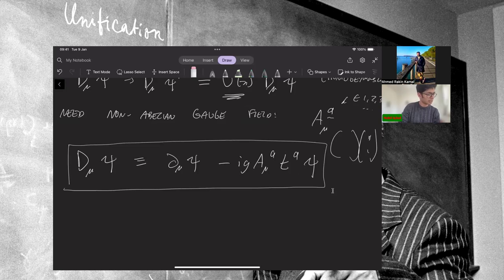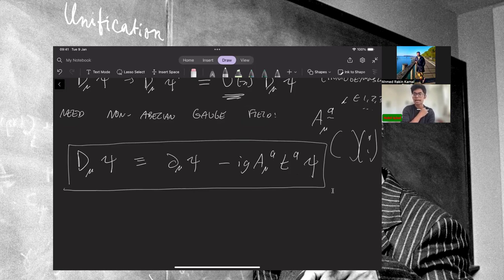Are there any questions about the non-abelian gauge covariant derivative before we go on? Sorry, there's a question: are SU(2) invariant gauge theories called Yang-Mills theories? Yang-Mills theories are more generally gauge theories for any non-abelian group. So SU(2) is a specific case of a Yang-Mills theory. That's correct.